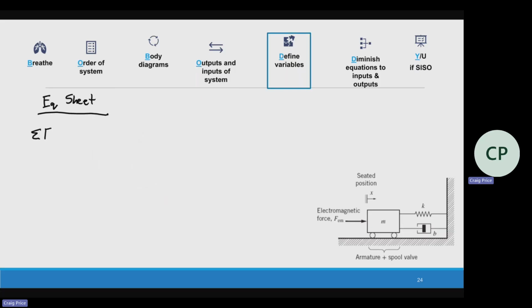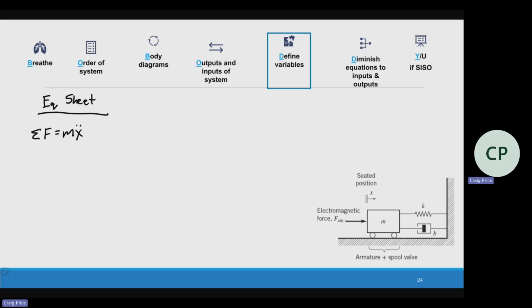Now we get to our definitions. So the equation sheet is where we're going to pull from this. Again, I want to write this out. I want to just get it all down on paper, and then I'll put it together. I'm not going to try to skip any steps because that's where problems can occur. So we have sum of forces equals mx double dot. That's my starting point for a translational system.